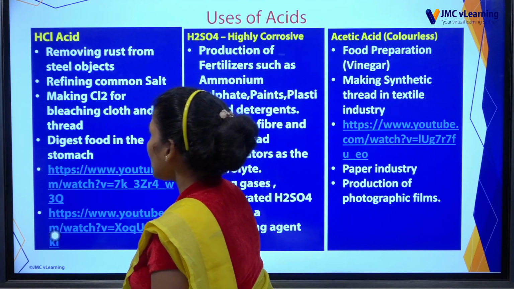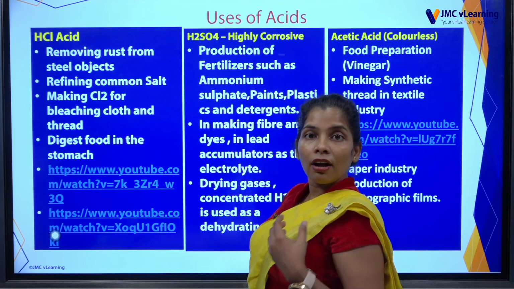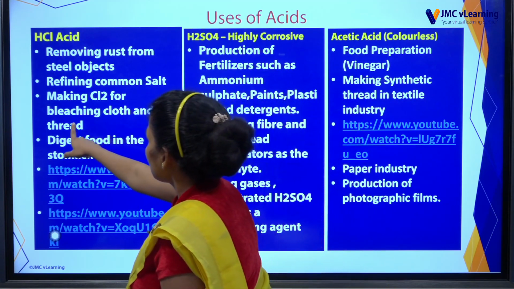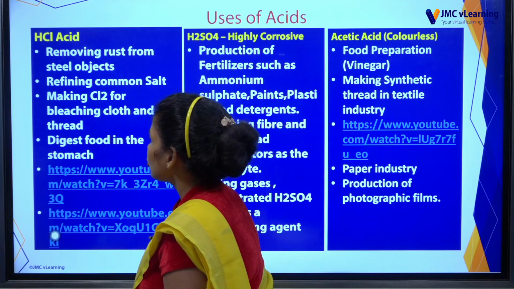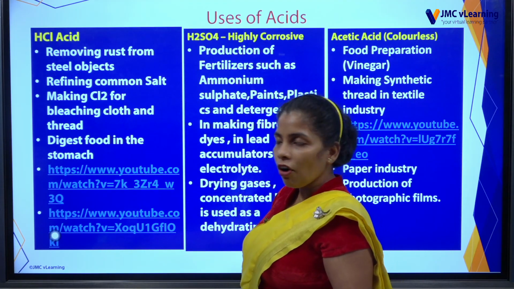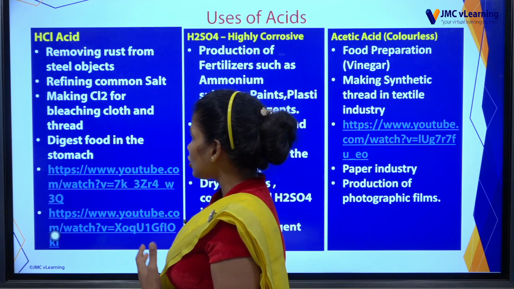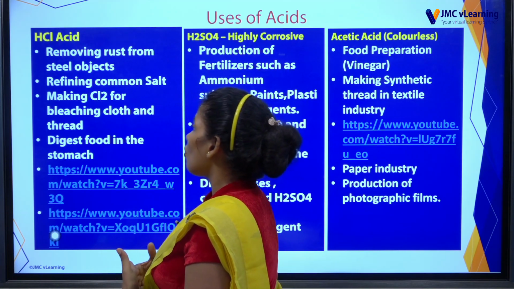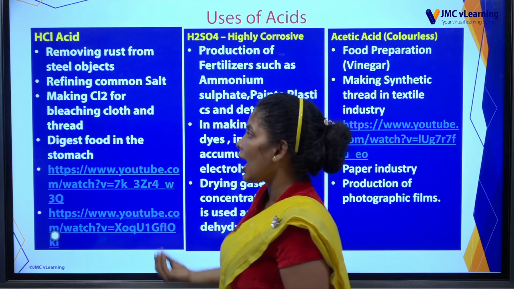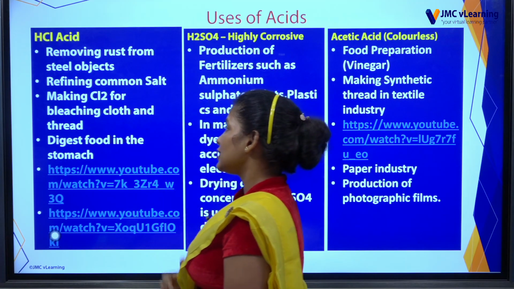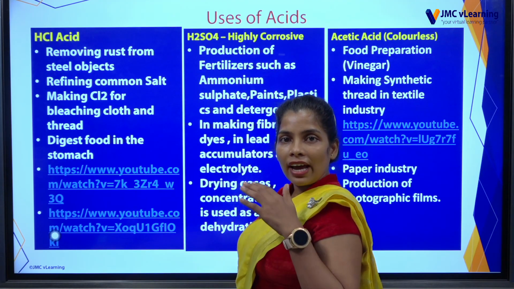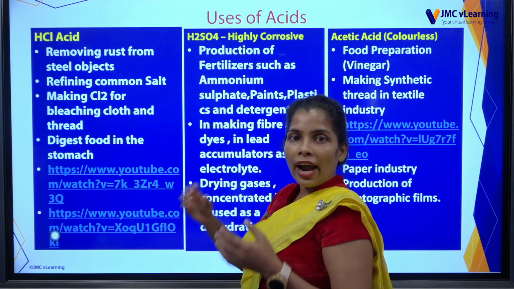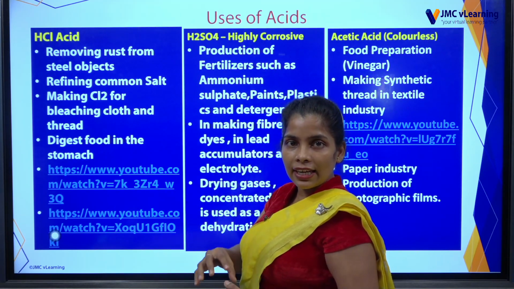Third one, making chlorine for bleaching cloth and thread. Next one is digesting food in the stomach. In the process of the digestive system, hydrochloric acid is kept in the stomach.